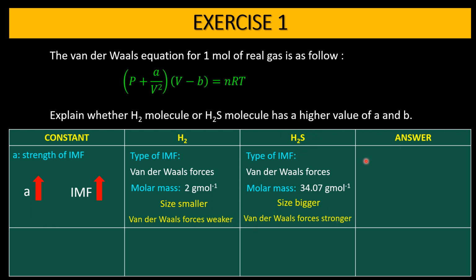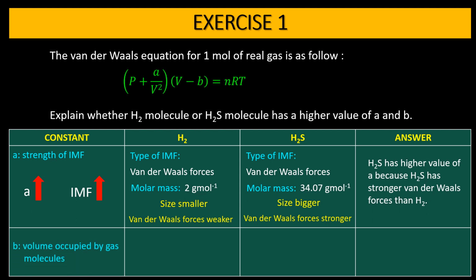So jawapan yang kita perlu tulis adalah H2S has higher value of A because H2S has stronger van der Waals forces than H2. Next, we go to constant B. B indicate the volume occupied by gas molecule. The higher the value of B, the bigger the size of the atoms or molecule. To determine which one has higher value of B, kita kena tengok kepada size molecule tersebut.